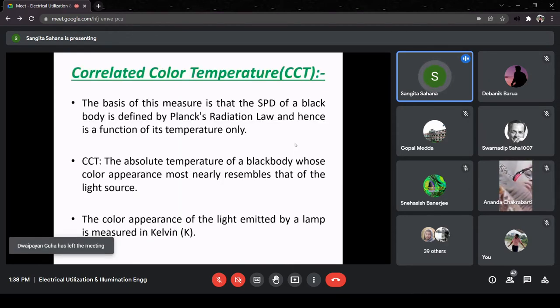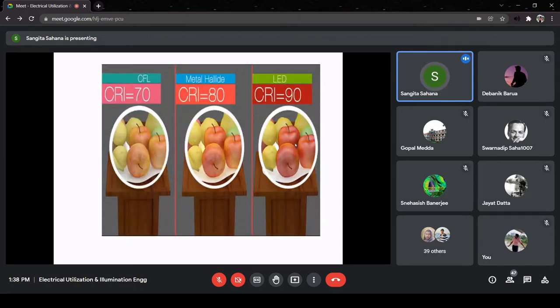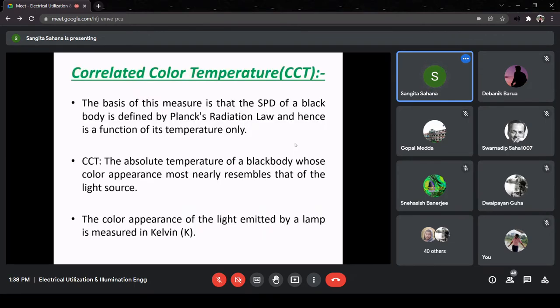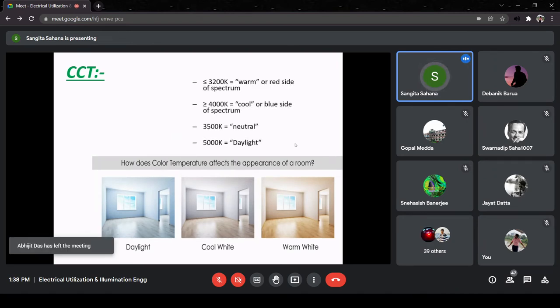Next one is CCT. CCT is another lamp parameter. This is the absolute temperature of a black body whose color appearance most nearly resembles that of the light source. So CRI is how the objects are visible under any light source. CCT is how we quantify the light coming from the source, whether it's bluish or yellowish light.